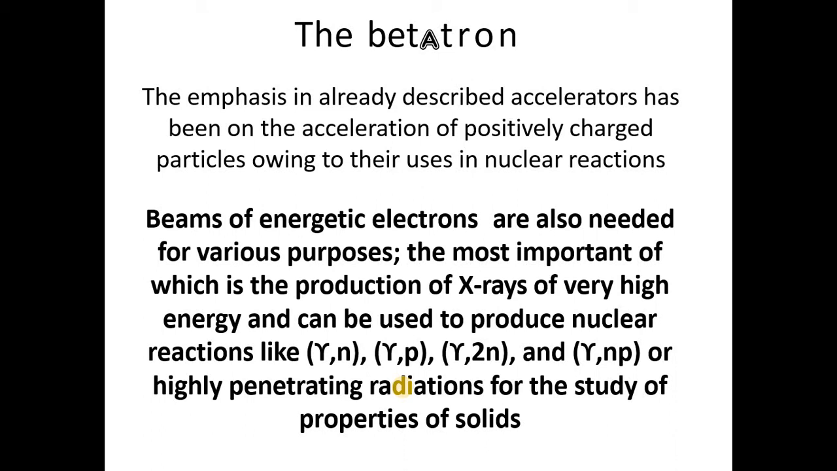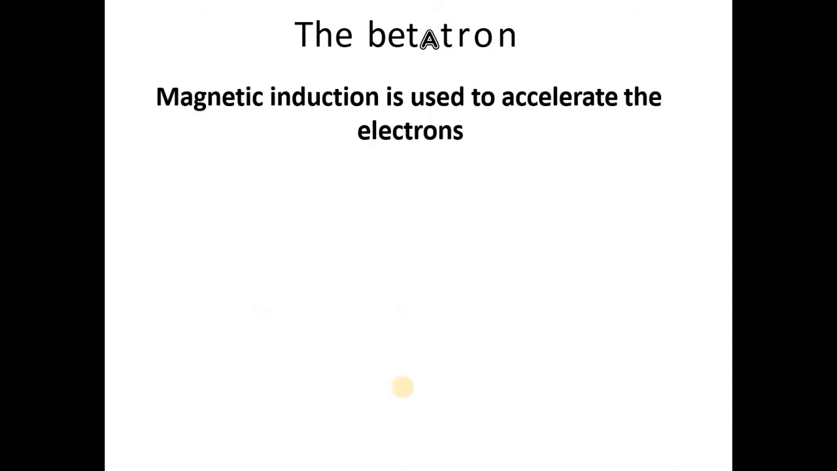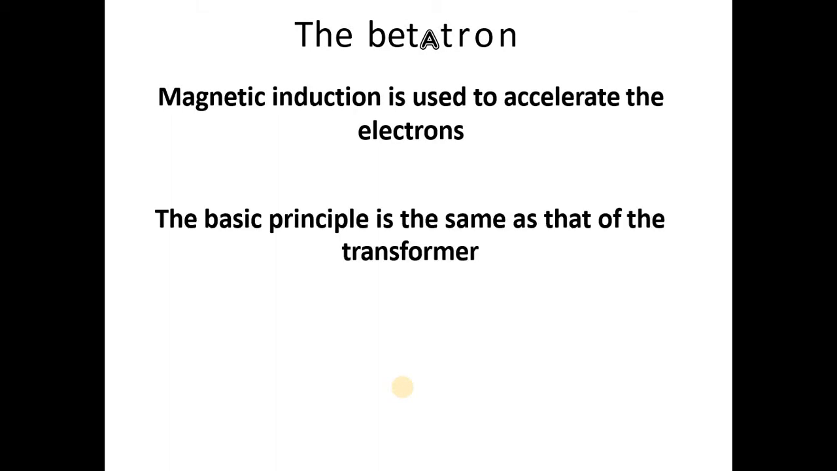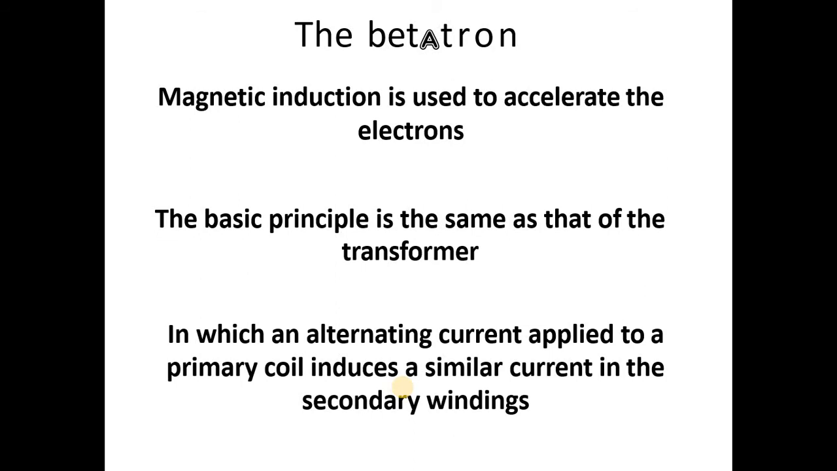So its invention and discovery is also very important, like other particle accelerators. Magnetic induction is used to accelerate the electrons, and the basic working principle of the betatron is the same as that of a transformer, that is, in which an alternating current applied to a primary coil induces a similar current in the secondary windings.